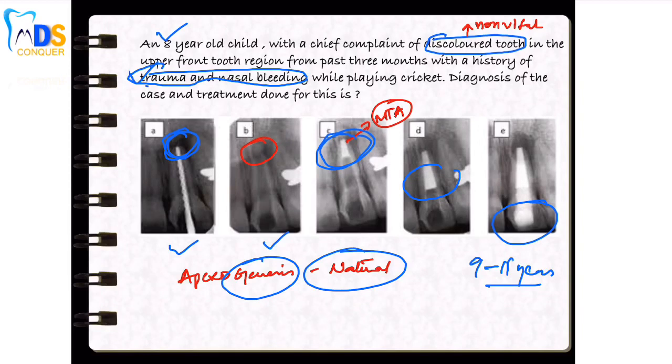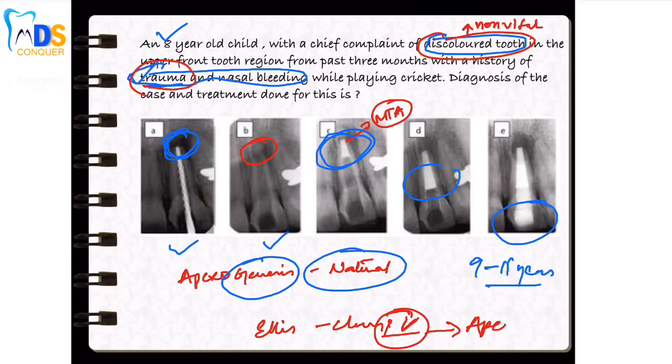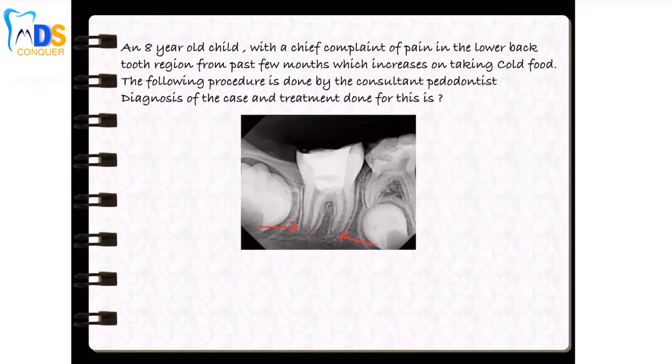So this is clearly a trauma case, leading to non-vitality. Non-vitality means discolored, so it is called Ellis class 4, and the treatment is apexification, because you're artificially closing the apex. Apexification is mostly done with a material called MTA. They can ask you the question: the minimum thickness of MTA required for apexification is 3 millimeters. Hope you're clear, right? So we'll go with the next case.